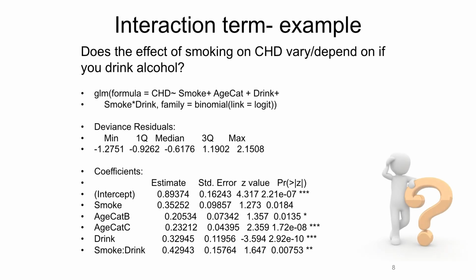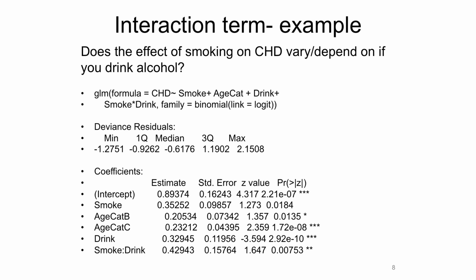So let's turn to an example with an interaction term where we're wondering, does the effect of smoking on CHD depend on if you drink alcohol? Smoking and drinking alcohol are both binary, yes versus no, while age category has 3 levels. To be completely transparent, this data is not real. It's made up, but it can be difficult to find significant interaction terms, and I wanted to show you how to calculate strata-specific odds ratios, so let's just pretend this is real for the sake of discussion.